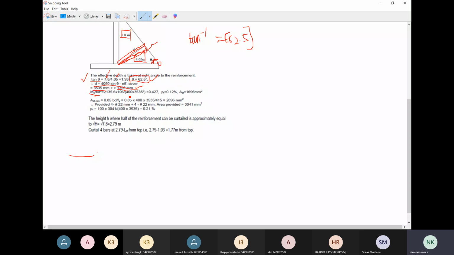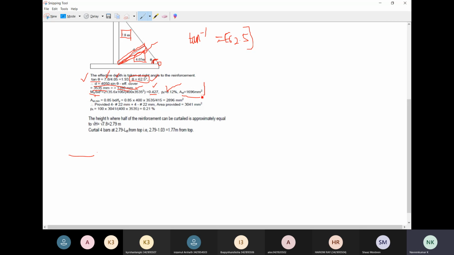B is the breadth. The breadth of the counterfort is 400 that we assumed initially. Then the effective depth of the counterfort is 3535 square. So the parameter value Mu divided by bd square is equal to 0.427. Based upon this value, you can refer to table number 2 of SP16. Then you can get the percentage of steel. From the percentage of steel, you can get the area of steel.